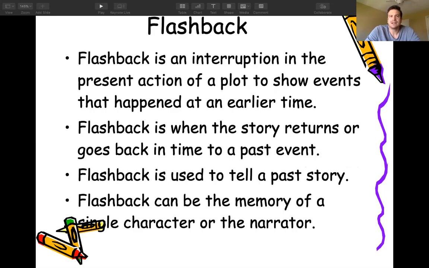A flashback, that's when they interrupt the story, the present action of a plot, to show events that happened in an earlier time. So the story returns or goes back in time to a past event. It's used to tell a past story. It could be a memory of a single character or a memory of the narrator.